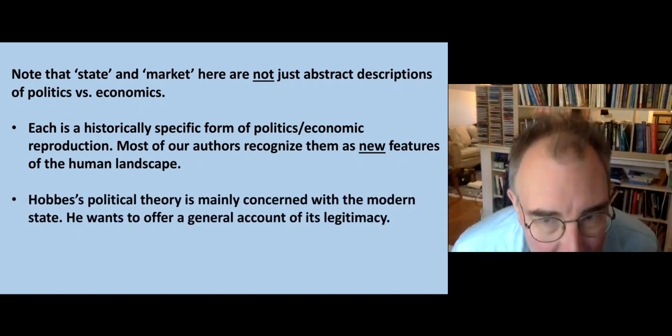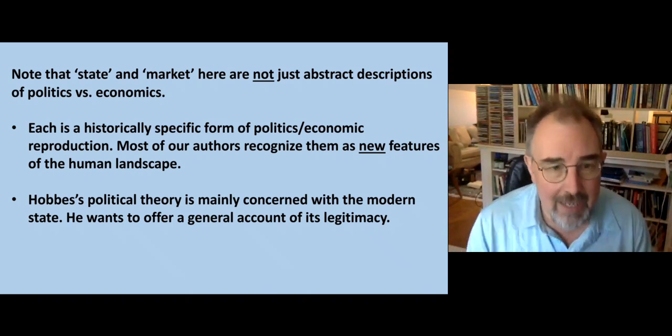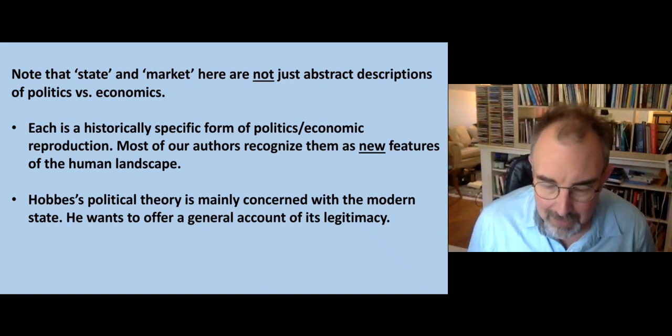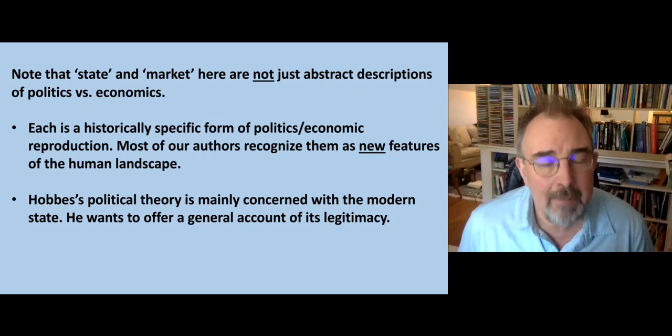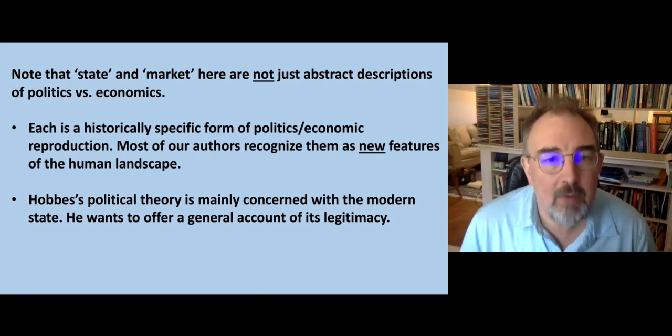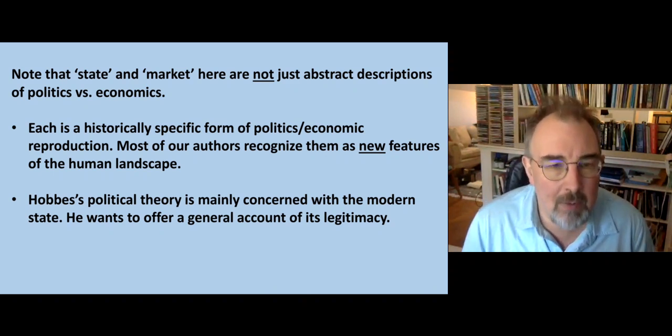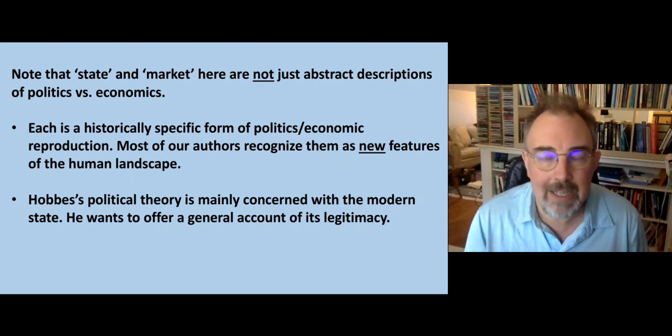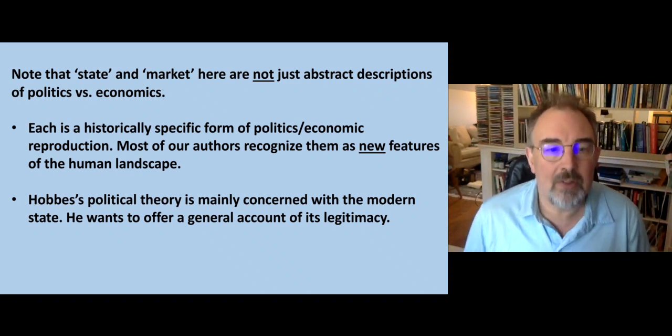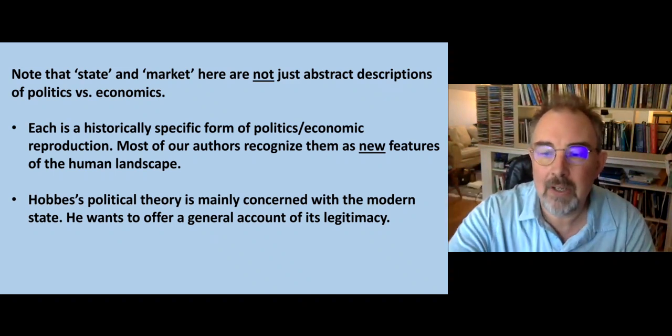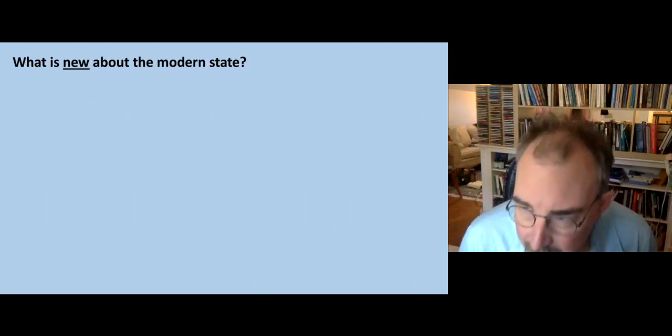In turning to Hobbes, of course, although he certainly has things to say about economic matters and about the market, and we'll get to that in due course, we're turning to someone who is mainly concerned with the first of our two questions. He's mainly concerned with the modern state, and he wants to offer a general account of its legitimacy.